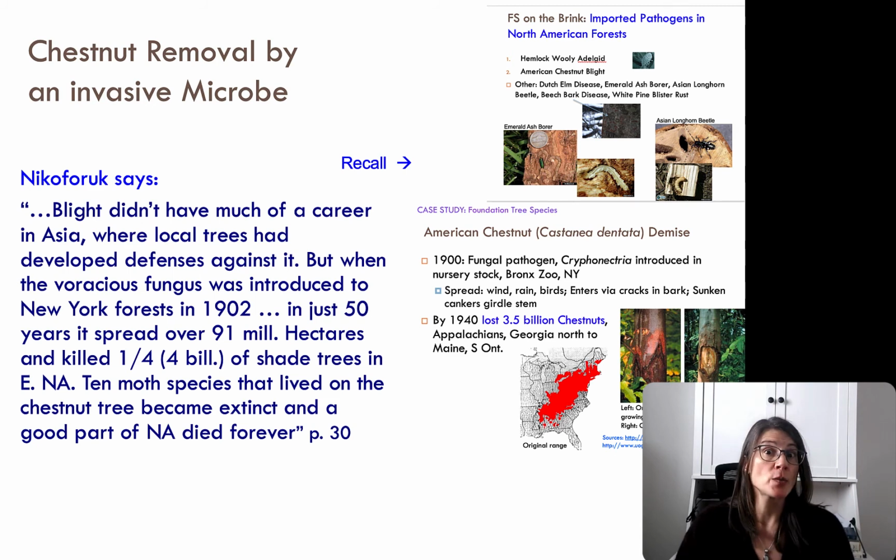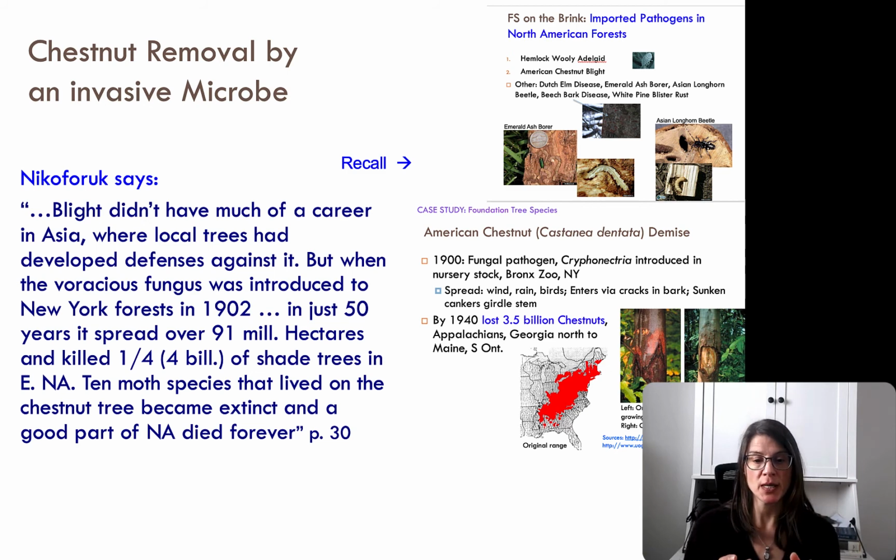So microorganisms are becoming really significant. Don't forget the microbes we talked about that resulted in the functional extinction of the native chestnut. Nicophorus says the blight didn't have much of a career in Asia, where local trees had developed defenses against it. But when the voracious fungus was introduced to New York forests in 1802, in just 50 years it spread over 91 million hectares and killed a quarter of the shade trees in eastern North America. 10 moth species that lived on the chestnut tree became extinct, and a good part of North America died forever.